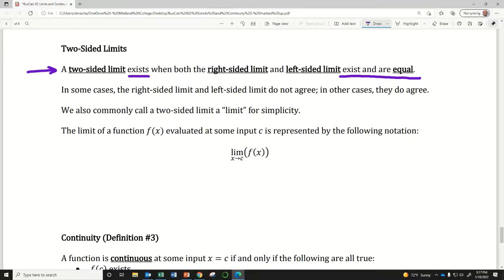In some cases, the right-sided limit and left-sided limit do not agree, and in other cases, they do agree. And so we've even seen that in our examples so far. We also commonly call a two-sided limit just a limit for simplicity. And what we use, notation-wise, to designate a two-sided limit is we just say that x approaches some number c, and we don't even bother with any plus or minus sign after the c, because we're talking about both the left-sided and the right-sided limit, assuming they're kind of the same thing.